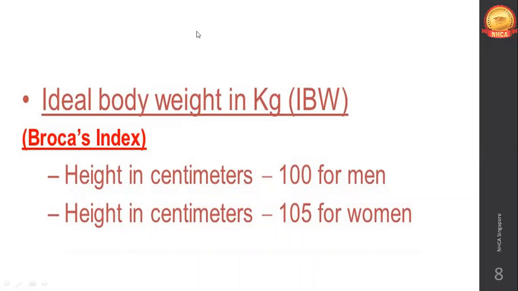Ideal weight should be around 60 kg. That's it. But in the textbook, it's given only height in centimeters minus 100 for both men and women. For both men and women, they are using the same formula.